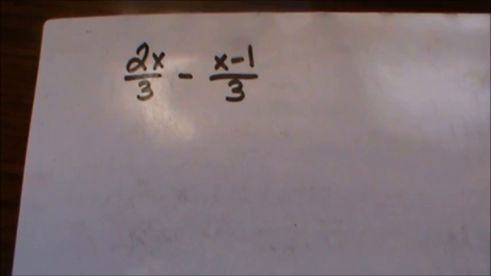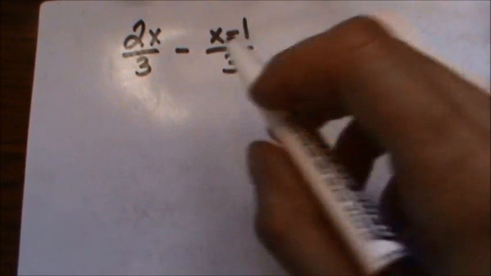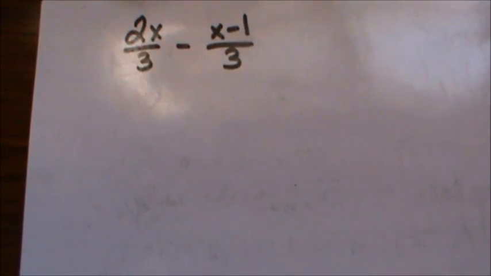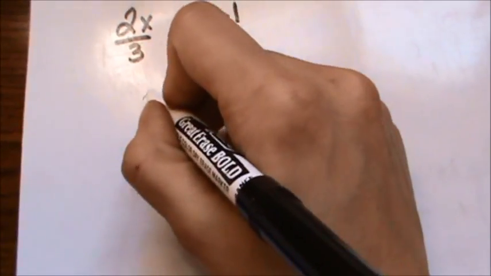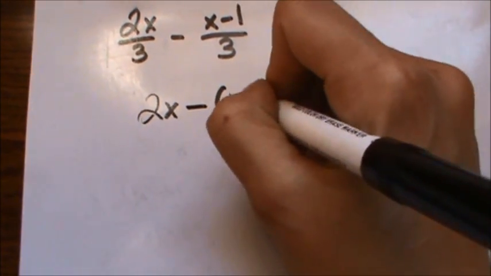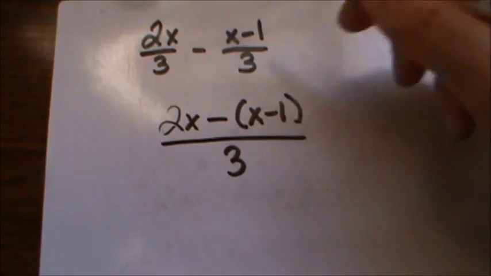Alright, here we have a subtraction problem. In order to subtract these two fractions, they must have common denominators. And lucky for us, these do. They both have a denominator of 3. So I'm going to go right ahead and write out the numerators on top of the denominator.